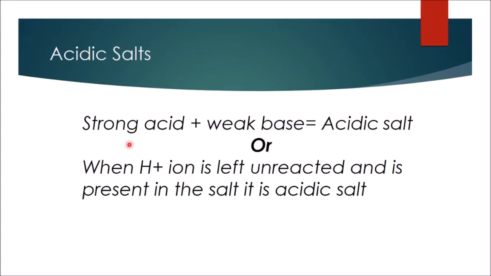What are acidic salts? When you have a strong acid reacting with a weak base, you have the formation of acidic salt. Again, for this you should know what strong acids and weak bases are. Another definition of acidic salts says that when you have hydrogen ions left unreacted. What do you mean by this? When you have a reaction between a strong acid and a weak base, some hydrogen ions remain unreacted, जो कि react नहीं कर पाते, and as a result those hydrogen ions appear in the salt. And when hydrogen ions appear in the salt, it is said to be acidic.